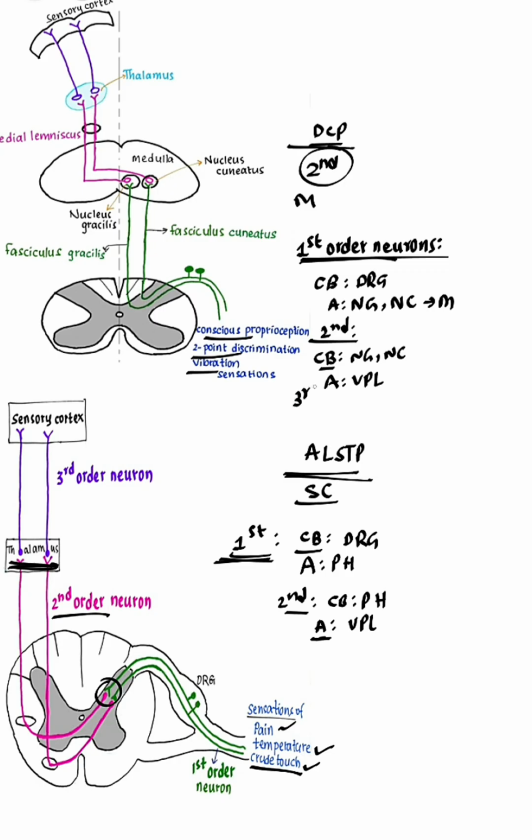Third order neurons. Their cell bodies are present within the VPL nucleus of the thalamus, and they terminate within the sensory cortex.